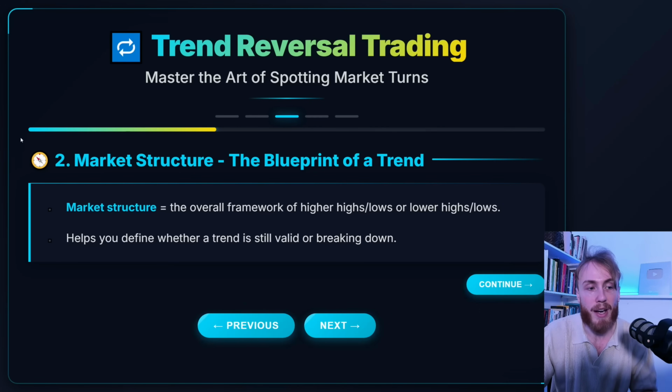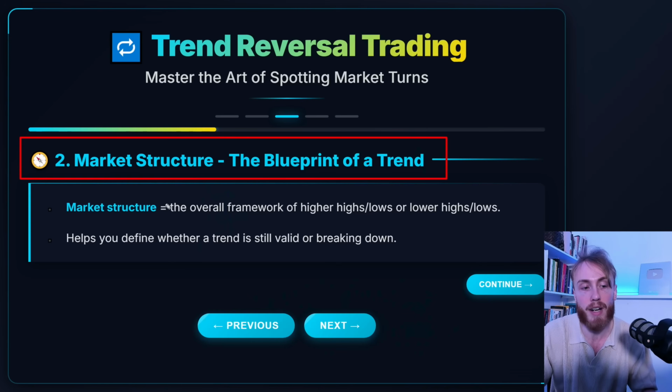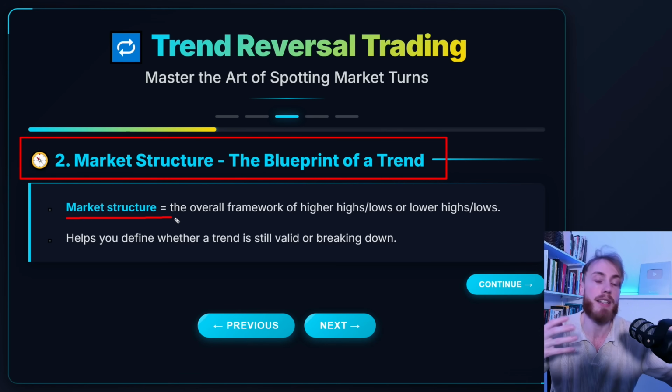All right, so here, our next key concept is market structure. This is the blueprint of a trend. So first of all, what is market structure? Well, market structure refers to the overall framework of the market. So how has the price reacted in the past? I like to compare price action and market structure with that.